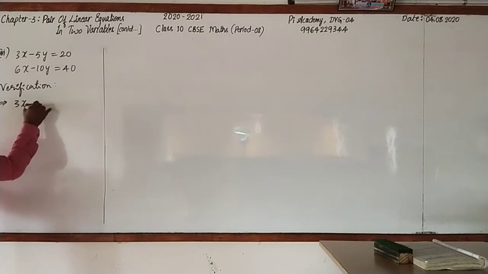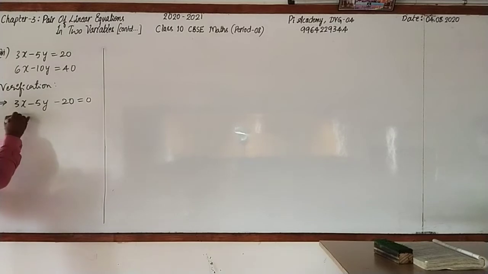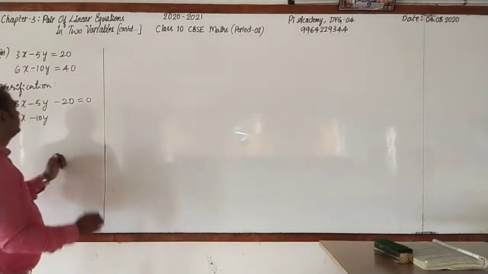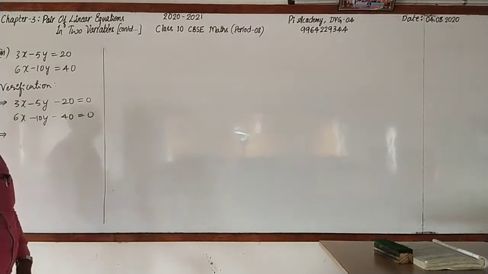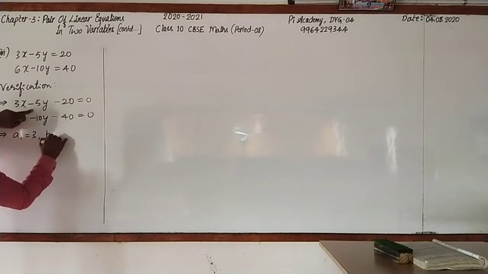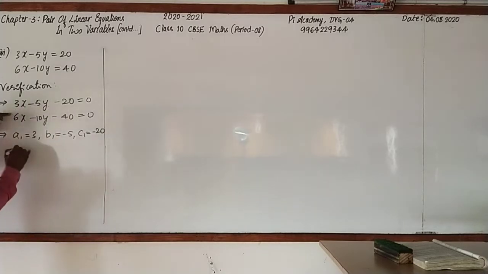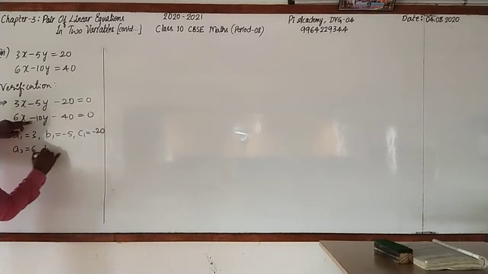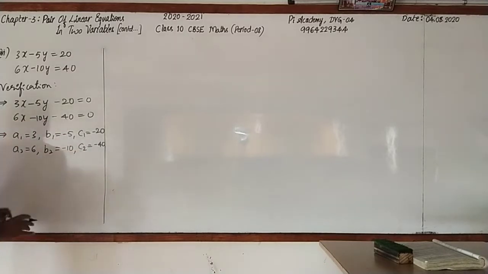It is 3x minus 5y, take 20 to the left hand side, minus 20. Next, 6x minus 10y, transfer 40 to the left hand side, it becomes minus 40. Check whether you have written the same. If you have written, then write all the coefficients. It is a1 is 3, b1 is minus 5 and c1 is minus 20. Next, a2 is 6, b2 is minus 10 and c2 is minus 40.